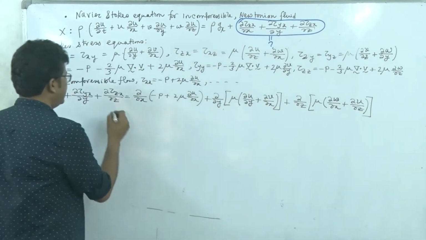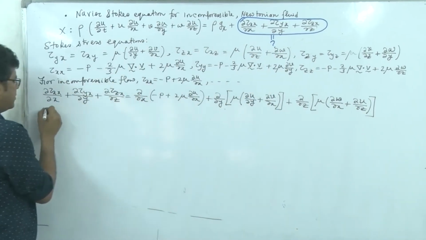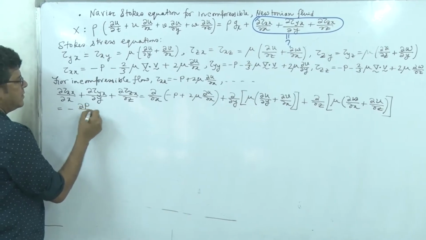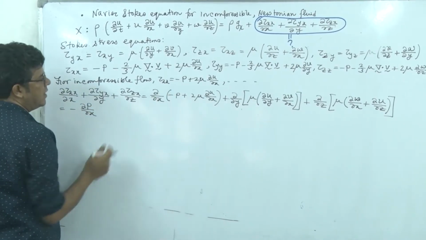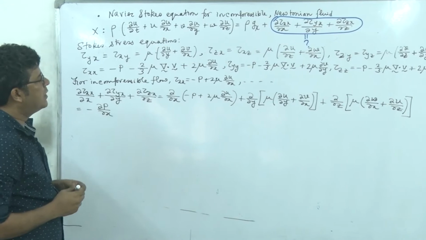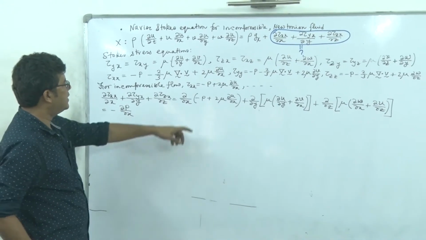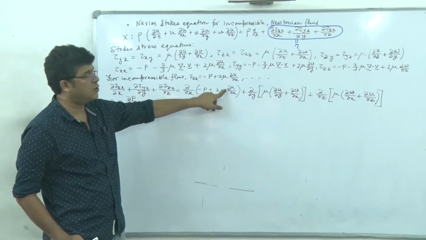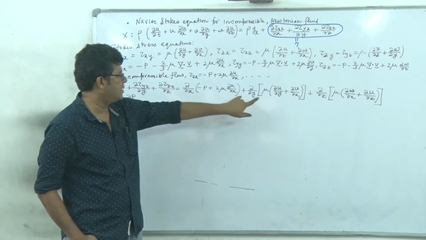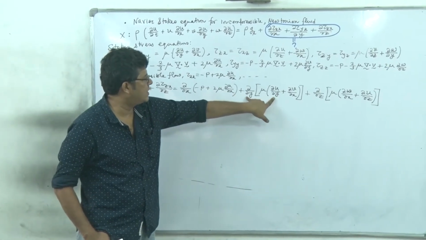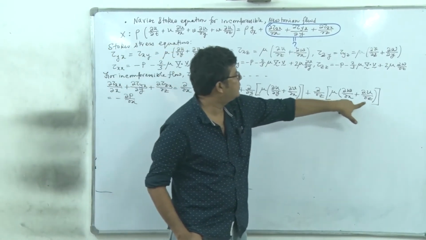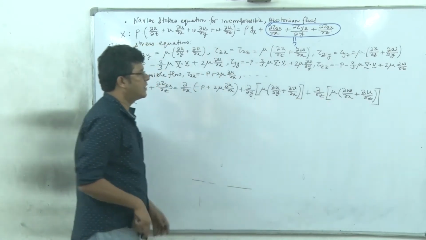right? So this is going to give you minus del p del x because of this. Now you see the pure second order derivative: here we have a pure second order derivative del square u del x square, here also a pure second order derivative, and this and this will give you a pure second order derivative.